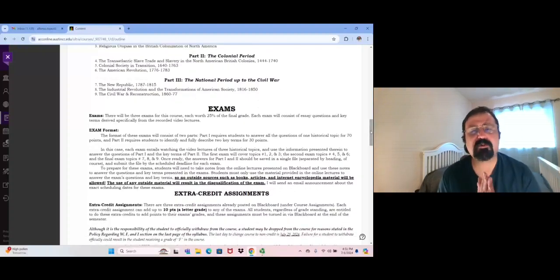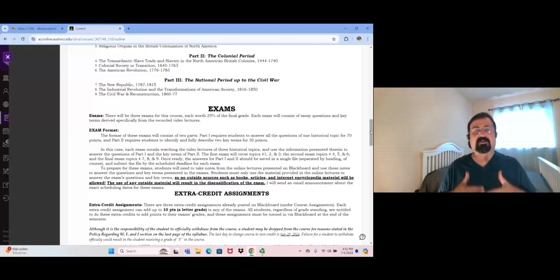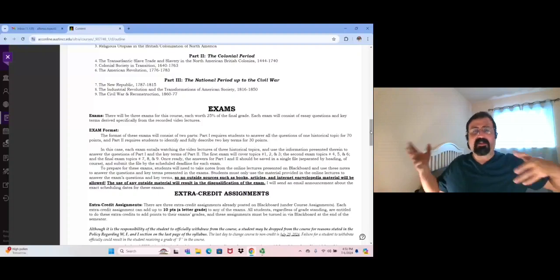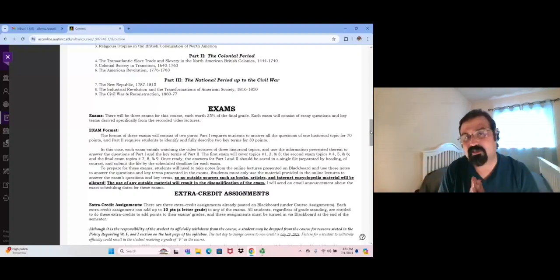The second historical period is going to look at the colonial period itself. In the colonial period, we're now looking at the colonial world. That is to say, now the colonies are somewhat established, and we're going to look at the development of colonial society.